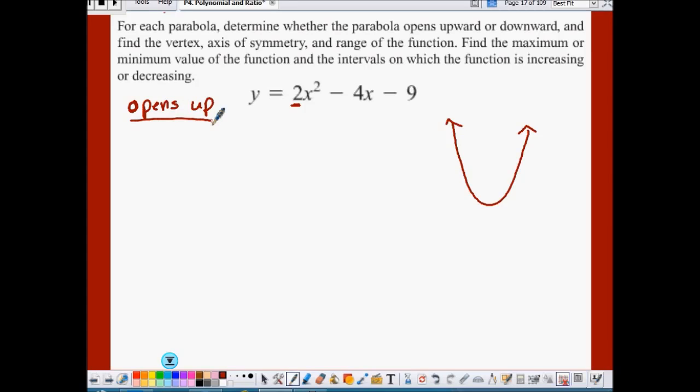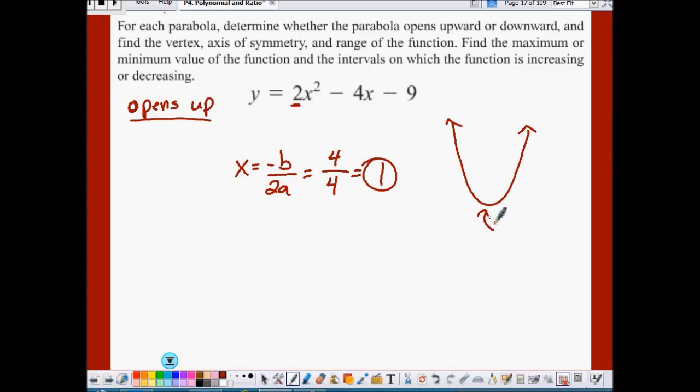Find the vertex, and here's your process for the vertex. You've got a formula, x equals -b over 2a. What's b? -4. So -b would be 4, and what's a? 2. So 2 times 2 is 4. That's the x value. Not only that, this is your axis of symmetry. x equals 1 is your axis of symmetry.